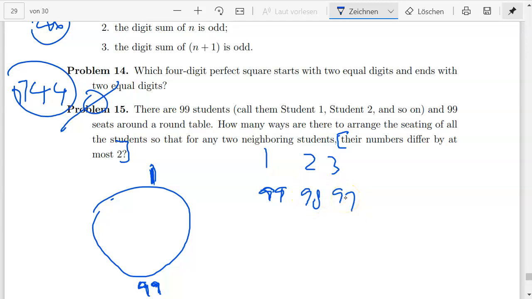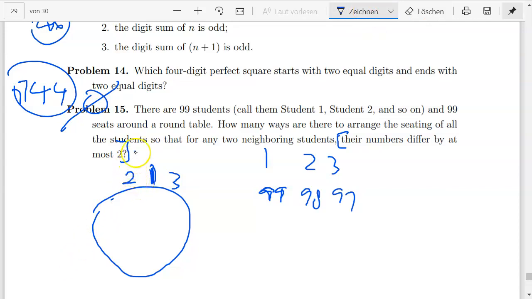So it's very obvious that the people who are sitting by student 1 will only be student 2 and student 3. And then for 99 it will be 98, 97, but I won't explain further first. Let me erase this in order to avoid confusion. I think this video will be shorter than yesterday's one.